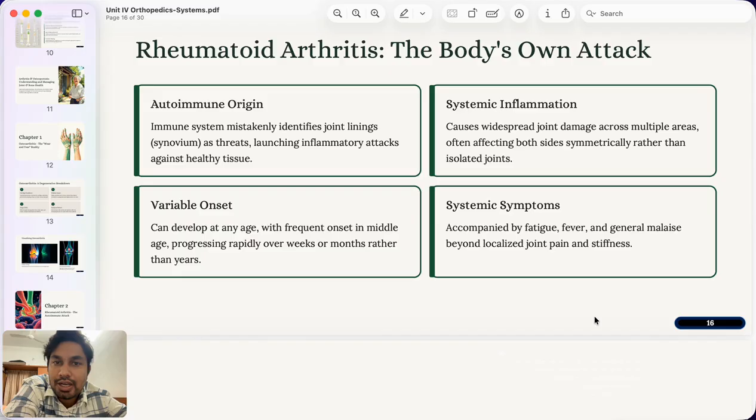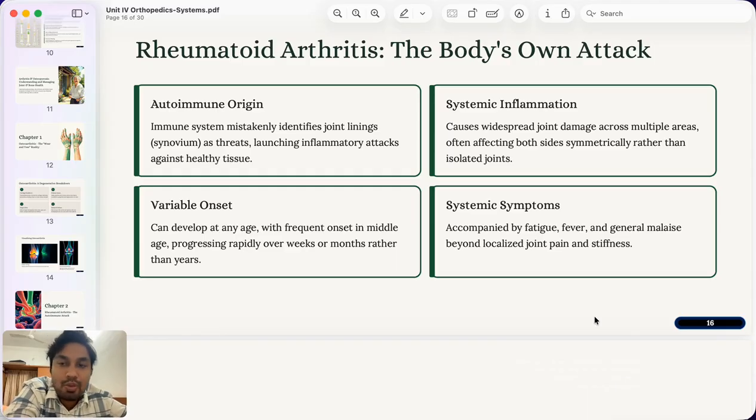So this is not like what we have seen in the last chapter. It is attacking the good cells, which are mistakenly attacked, and it is a systemic inflammation because it causes widespread joint damage across multiple areas, which often gives a symmetrical pattern rather than isolated joints, and a variable onset. So it can develop at any age. Usually in the osteoarthritis model, it attacks people who have very low bone density, especially after 40 or 45 years of age, in older age.